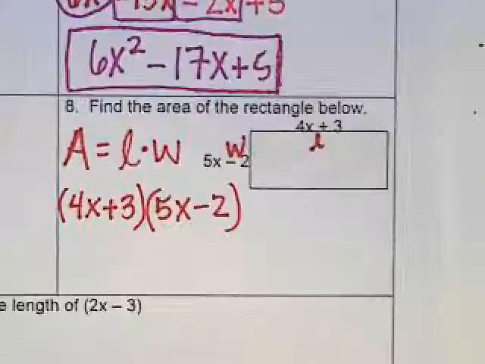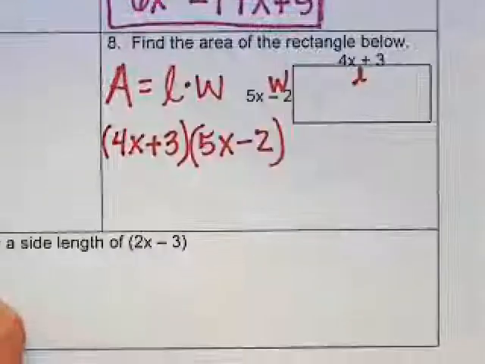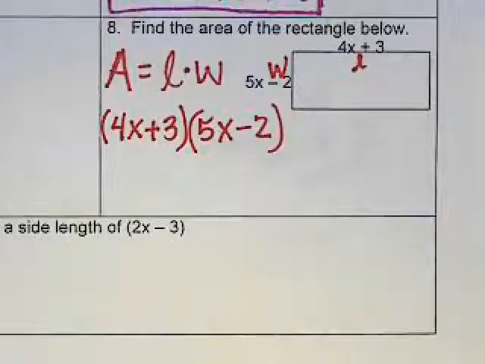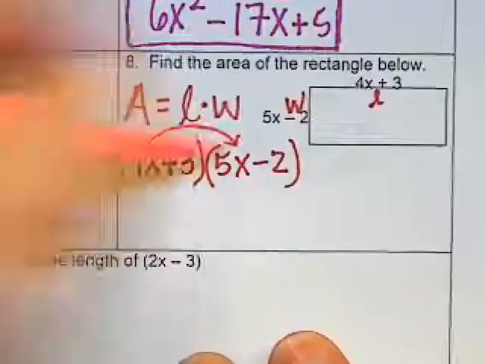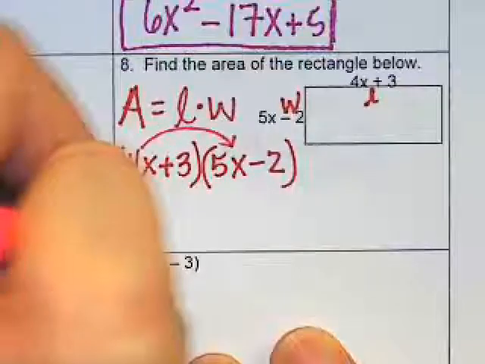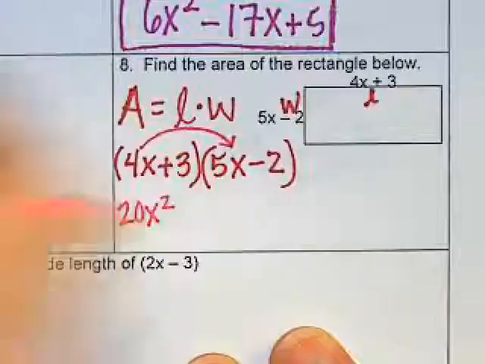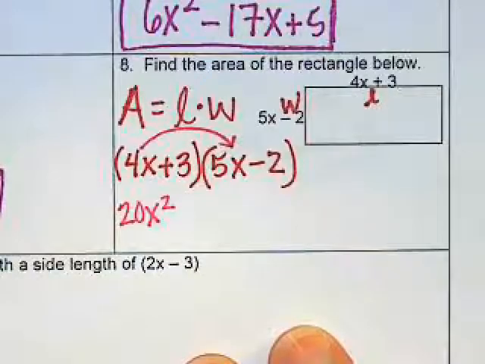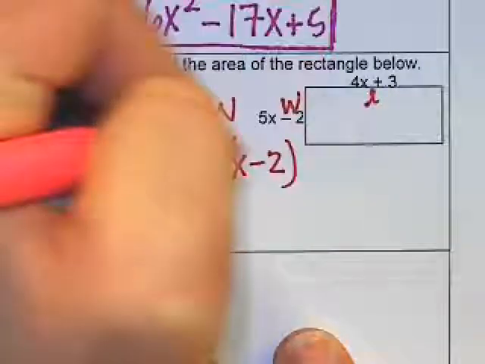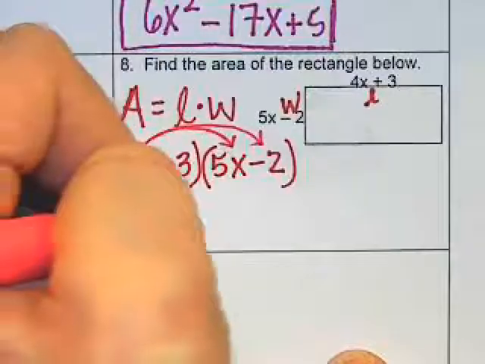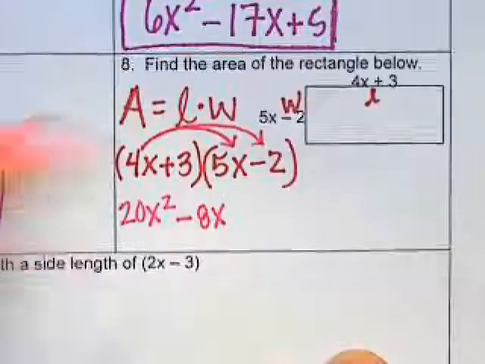Okay, here we go. Now, parentheses are touching with no symbols, so I need to double distribute. So 4x times 5x is 20x squared. Make sure you put that squared. That's a big common mistake. 4x times negative 2, negative 8x.